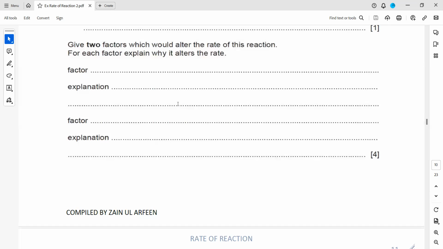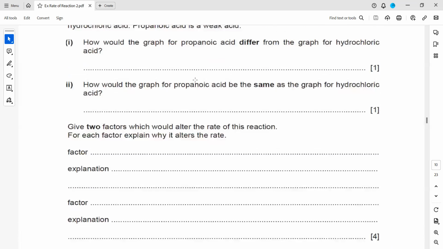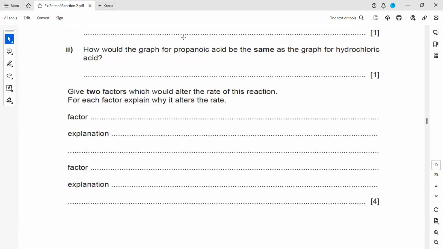Not concentration, because they already mentioned something related to concentration in the beginning of the question. So you can mention temperature can be changed. You can mention surface area can be changed.